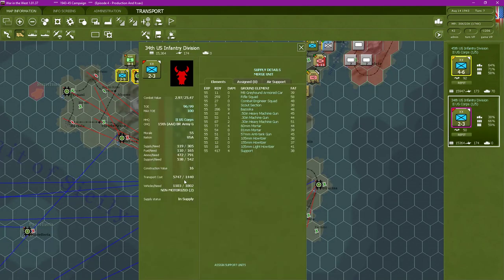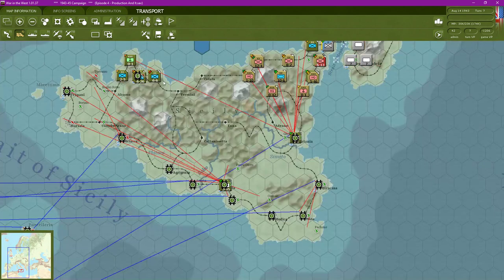So if we take a look here, the transportation cost of this unit is 5,747. So they could move via that rail line, and that would use over 5,000 capacity. Therefore, with the 5,000 capacity gone roughly, that would leave only 10,000 capacity available in the logistics phase to move freight. So basically, how things work is, unit transportation takes priority, and then the remaining capacity is used to move freight. So, that does change things quite a bit, really.